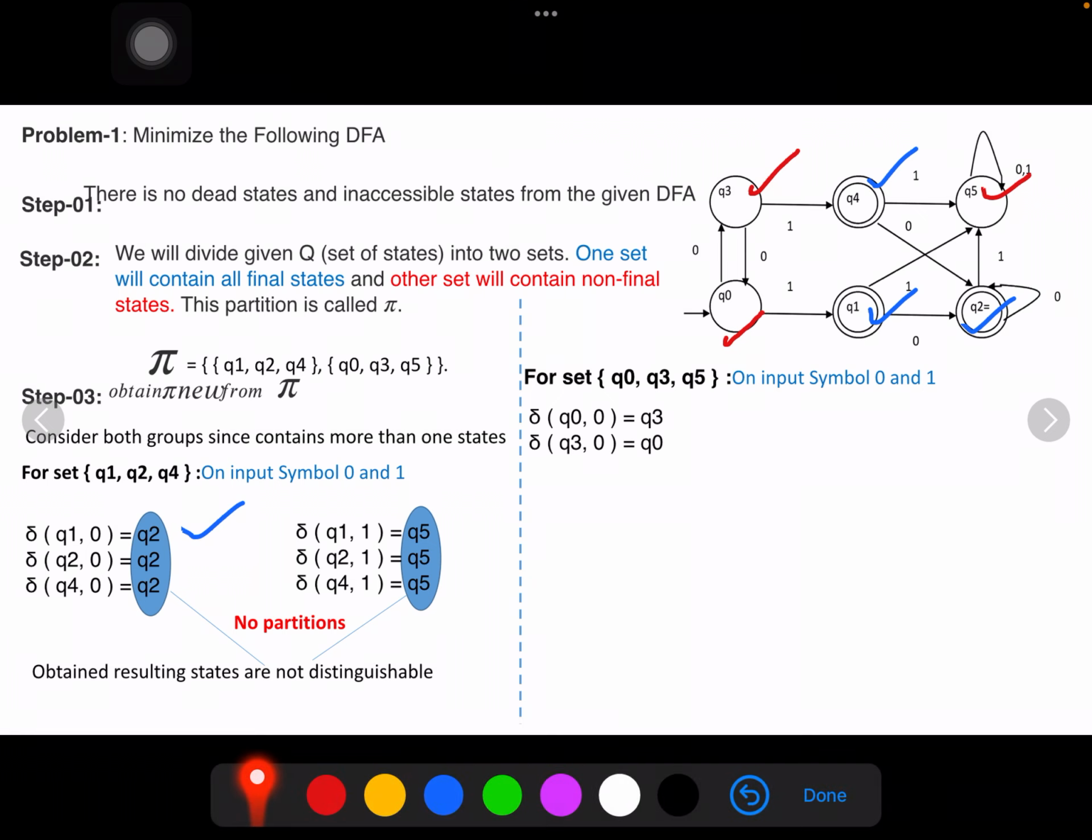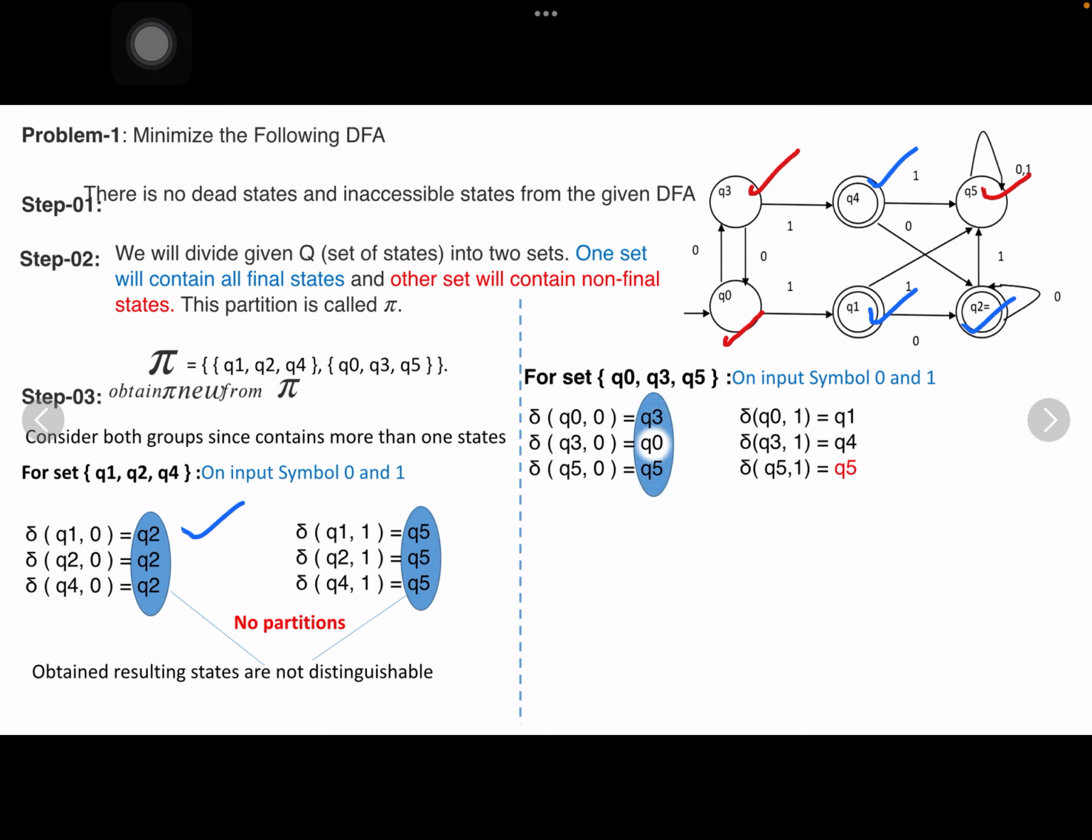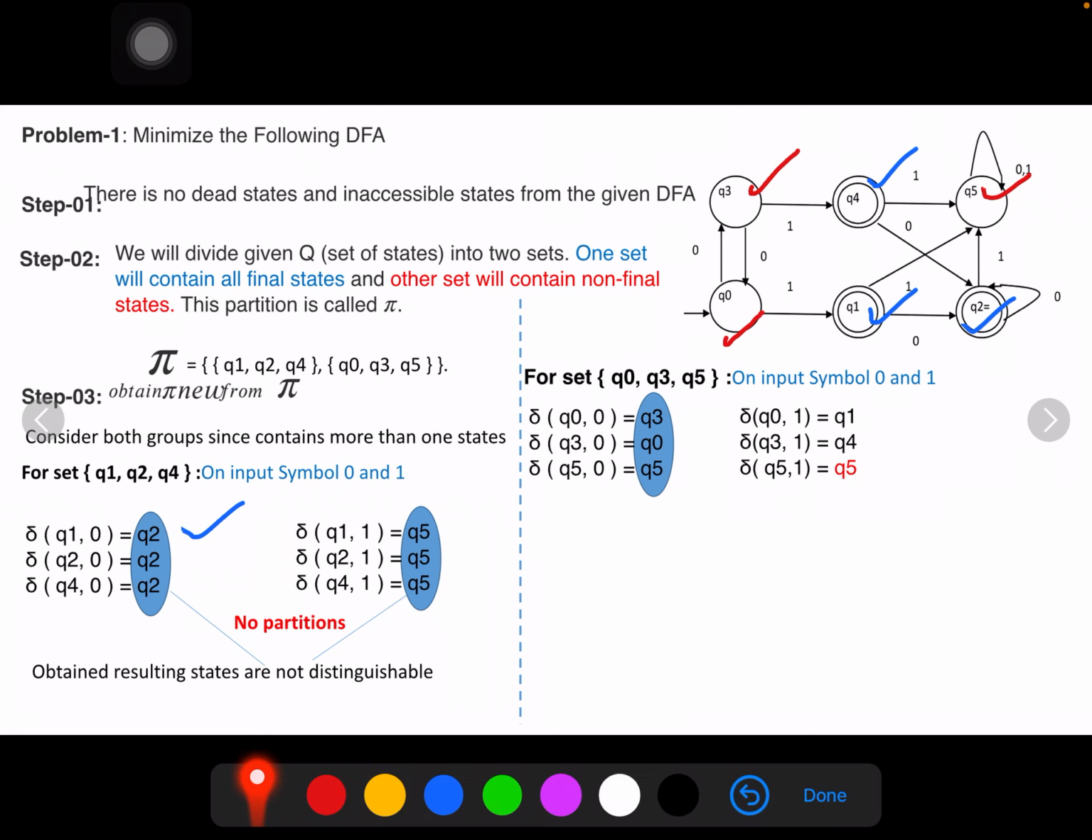Q3 on 0 will go to Q0, and δ(Q5, 0) will go to Q5, and similarly on 1, Q0 on 1 will go to Q1, Q3 on 1 will go to Q4, and δ(Q5, 1) will go to Q5. Look at this first group. So this Q0, Q5, Q0, Q5, Q3. So look at this, right?